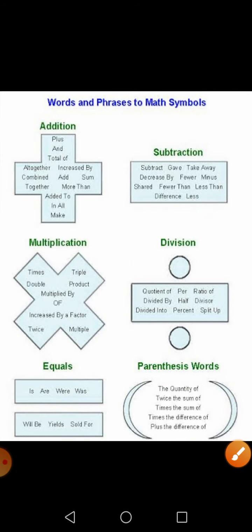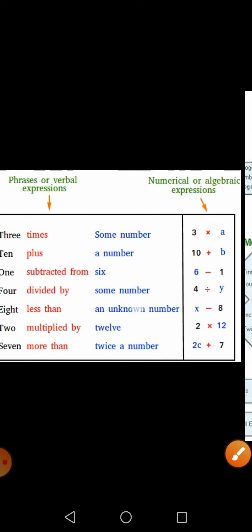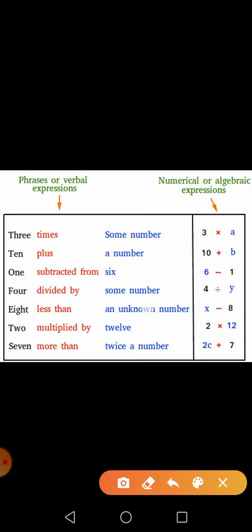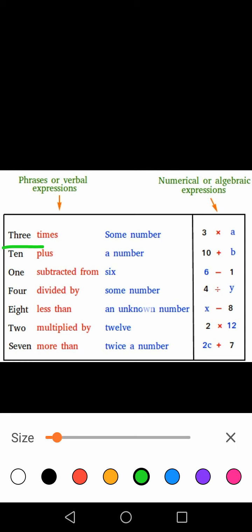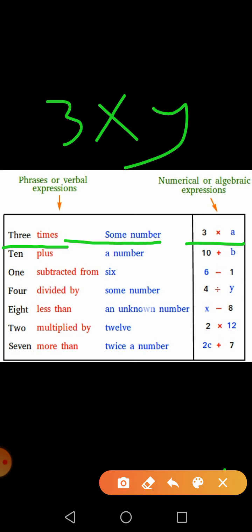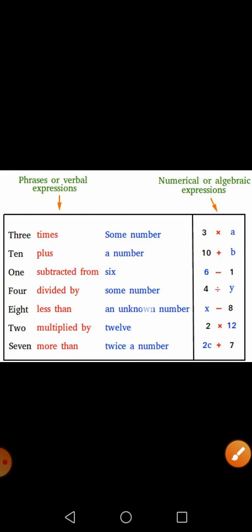Okay, let's see something like this. If they tell me 3 times some number, which means 3 times y, or 3 times a, like here. What about 10 plus? It's so easy: 10 plus b.